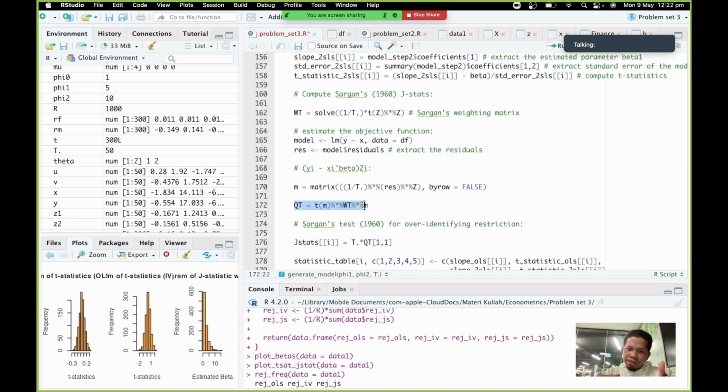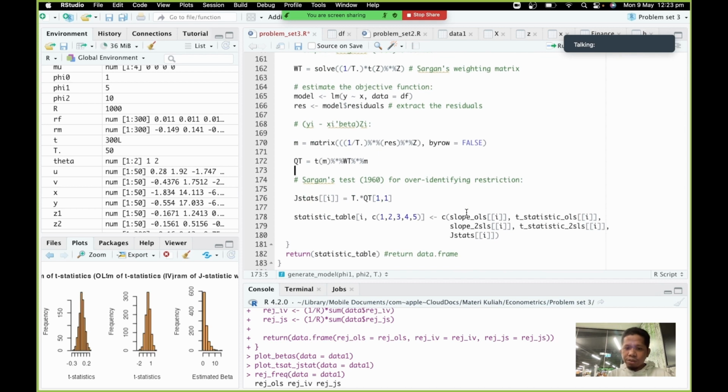It is transposed and then multiplied by Z, and we take the product with Wt, and again we multiply it by itself. So basically this equation is like this: Qt equal to y minus x prime times beta, and then take the prime and multiply by Wt, which is the weighting matrix here, the Sargan weighting matrix, and then we multiply it again with itself, y minus x prime beta.